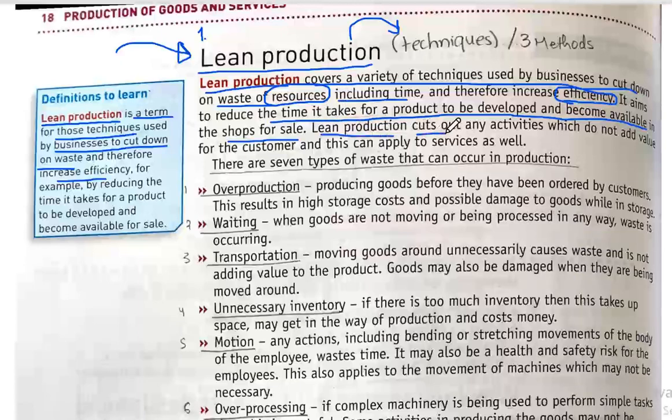So lean production cuts down any unnecessary activity which does not add value for the customer, and it can be applied to services as well. So what are the 7 types of waste this lean production is trying to eliminate or decrease? Let's see what lean production is trying to cut down.